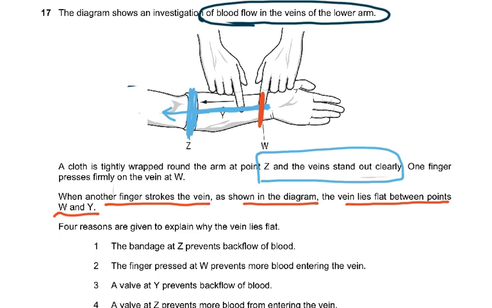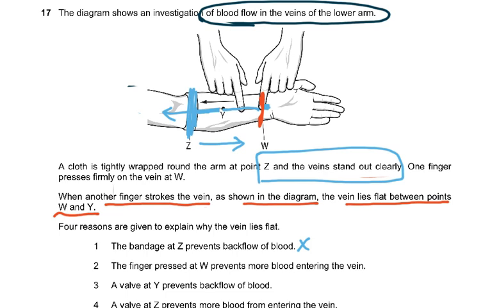So now we have emptied it. We have emptied it from here to here. So now it lies flat between W and Y. Four reasons are given to explain why the vein lies flat. The bandage at Z prevents backflow of blood. Backflow of blood is this way. No, that is not the right way. It doesn't prevent backflow of blood. It is just preventing the blood in the veins from going in that direction.